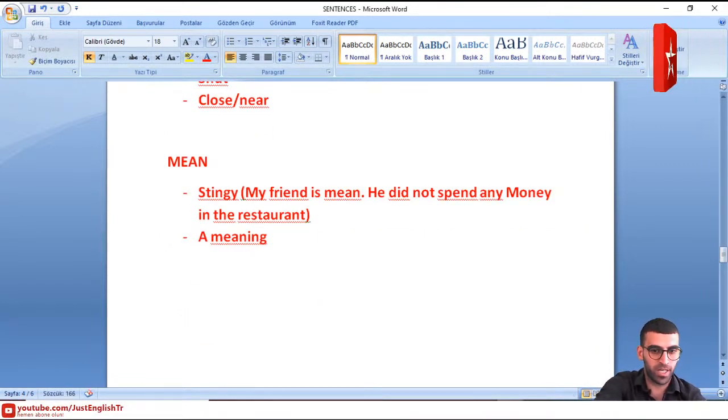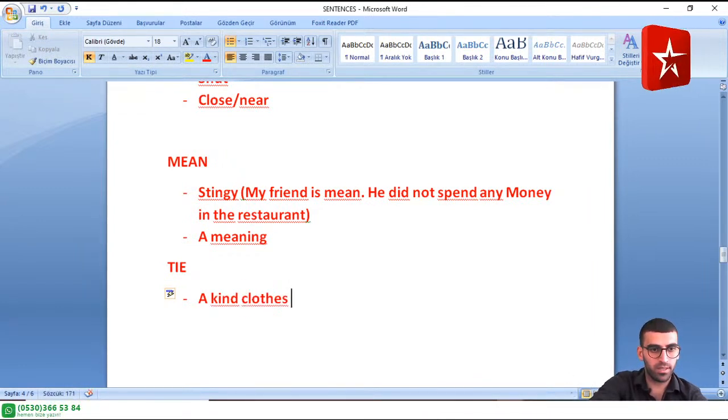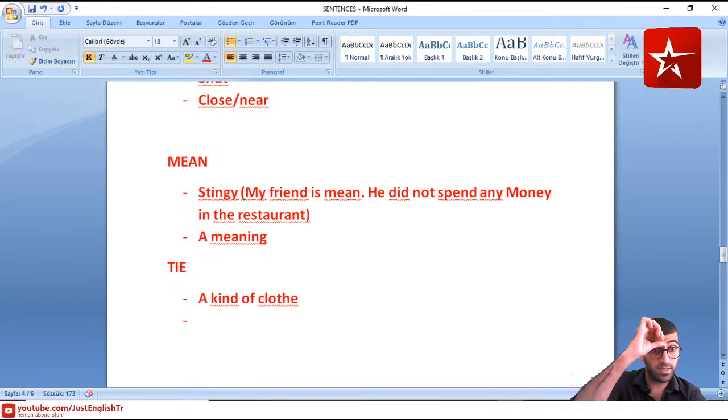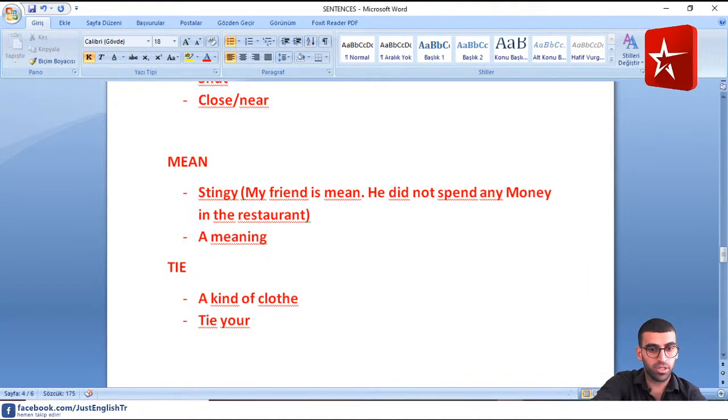The last one I'm going to write is tie. Tie is a kind of clothing. For example, where is your tie? You say in Turkish kravat. A kind of clothing. And the second one is about tying, for example, tie your shoes, tie your laces.